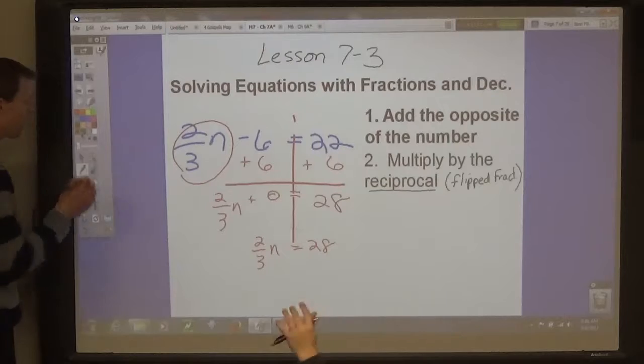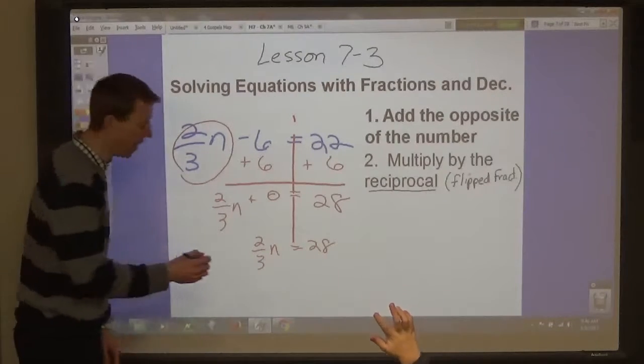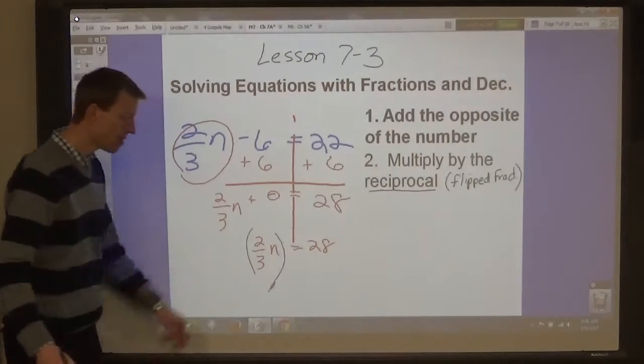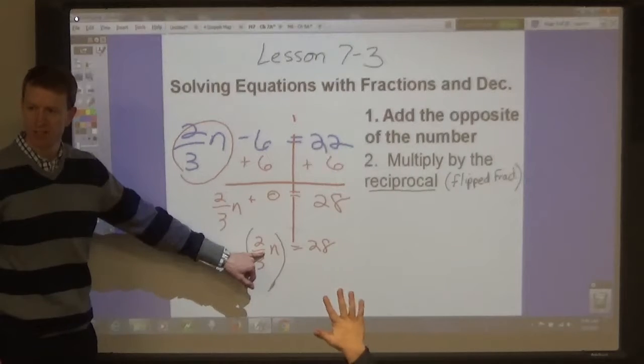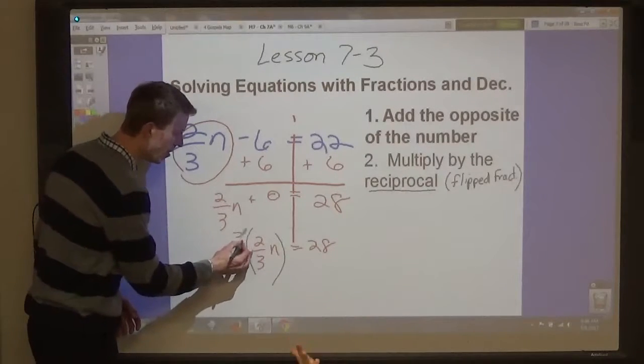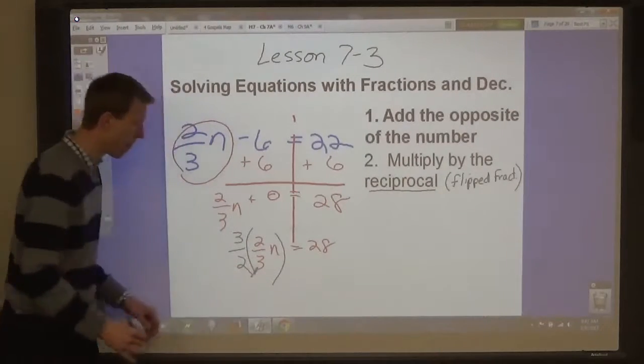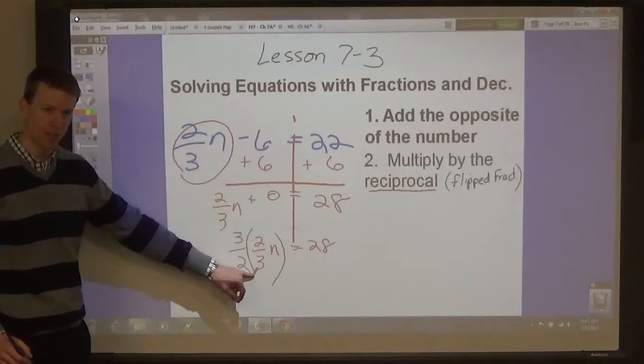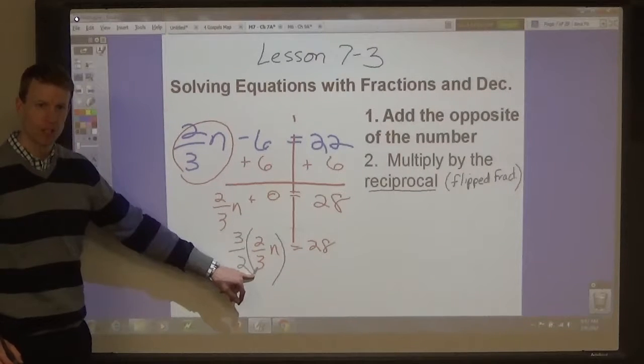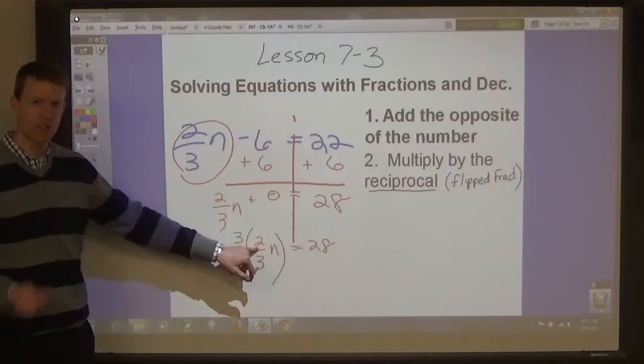Okay, we don't add 3 over 2. We multiply. Right. Put parentheses around this, and then multiply 3 over 2, because that's the reciprocal of 2/3. Use the reciprocal of the coefficient of the variable.